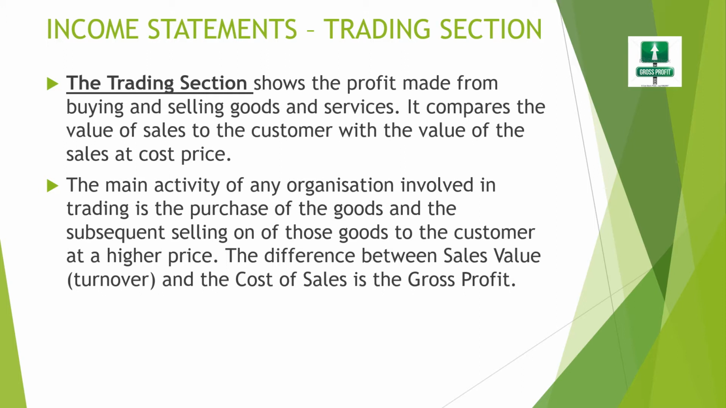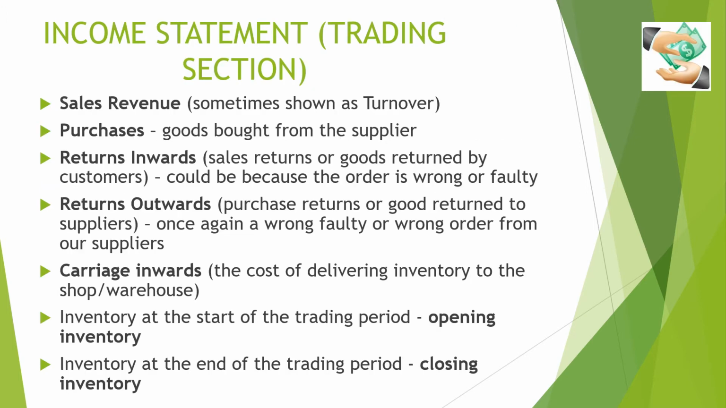The main activity of any organisation involved in trading is the purchase of the goods and selling them on to the customer at a higher price. That's what private sector organisations are all about. They're all about making profit, which means that you have to buy products in or manufacture them at a cheaper price, which allows you to sell them at a higher price. And the difference between the sales value, we sometimes call it turnover, and the cost of the sales is what we call the gross profit.